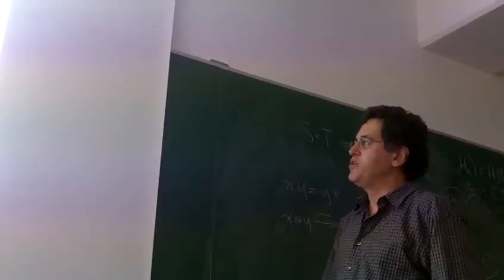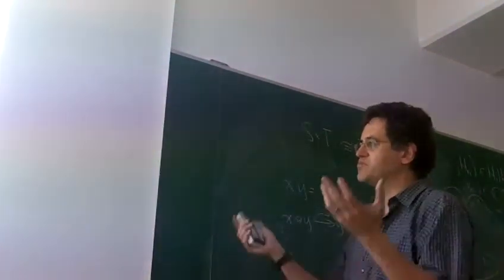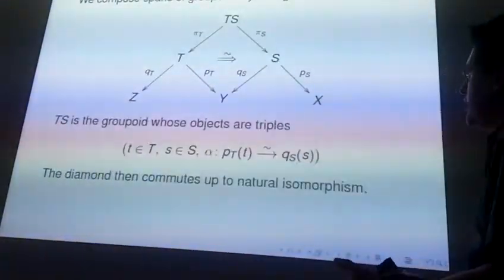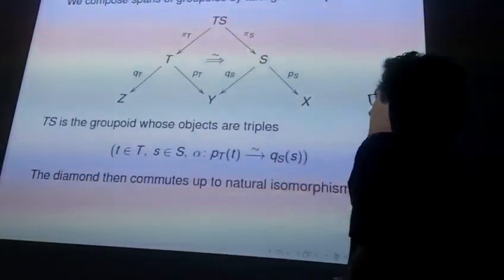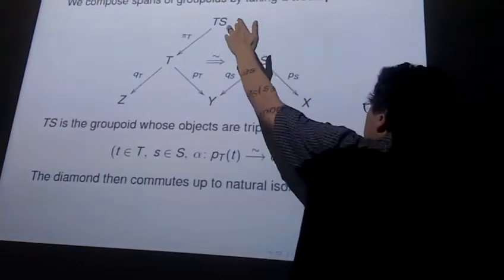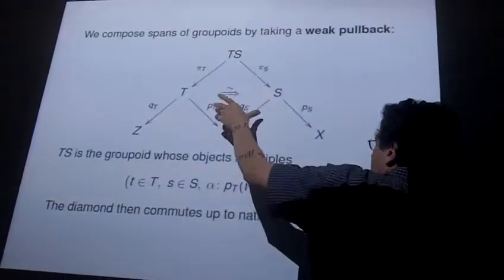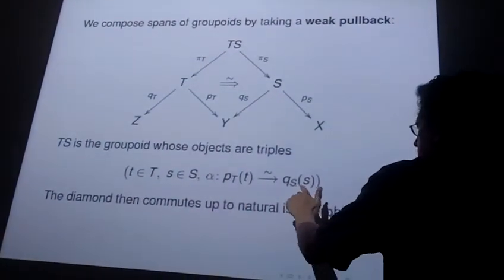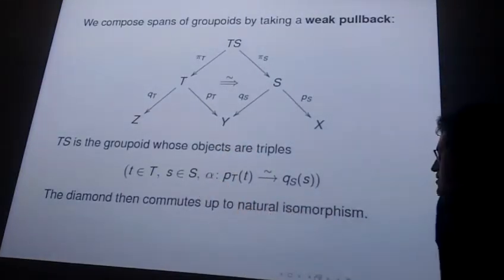So you can compose spans. You compose spans using pullback, but for groupoids you need to use what's called a weak pullback, because groupoids live in a 2-category. So if I have a span from X to Y and a span from Y to Z, I can compose them to get a new span, which I'll call S followed by T, TS. And the idea is this will be a new groupoid. An object here will be an object of T and an object of S, and an isomorphism between their images in Y. So that isomorphism will be part of the data of an object.